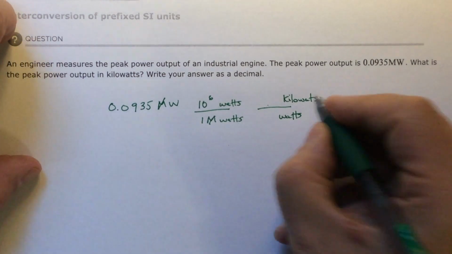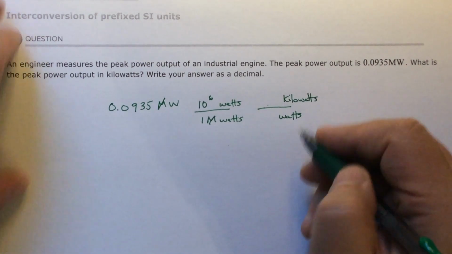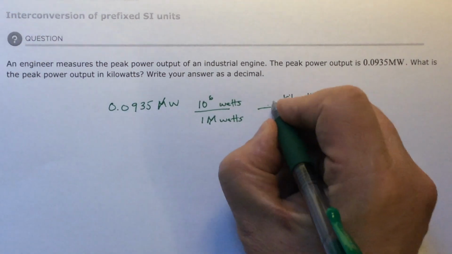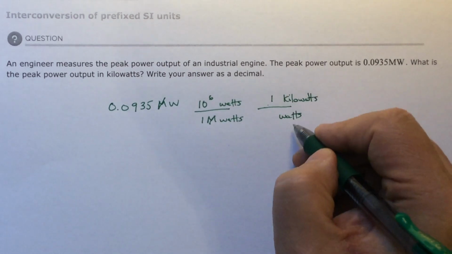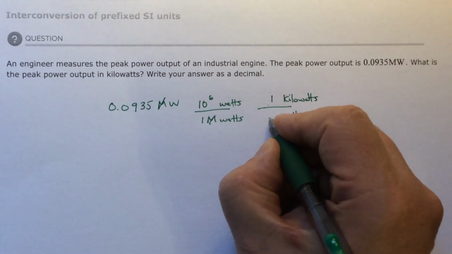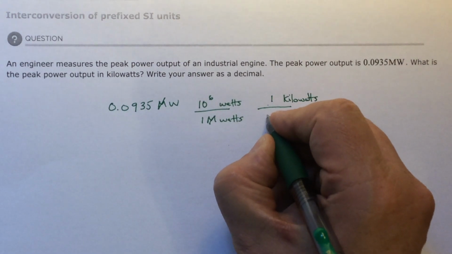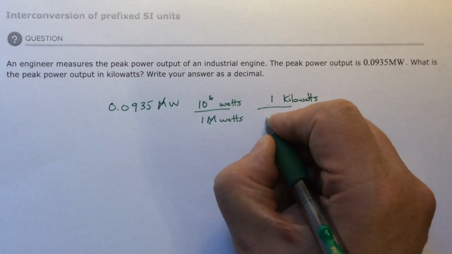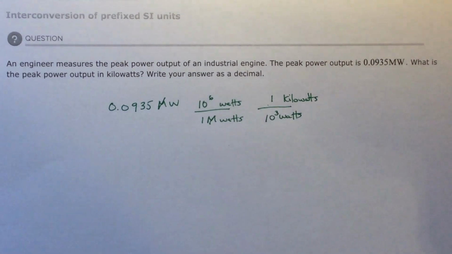Now, kilowatts is bigger than watts. So I'm going to say in 1 kilowatt, how many watts do I have? Well, kilo is 1,000. So there's 1,000. I can either write 1 with 3 zeros, or I can write 10 to the 3. Okay, 10 to the 3.